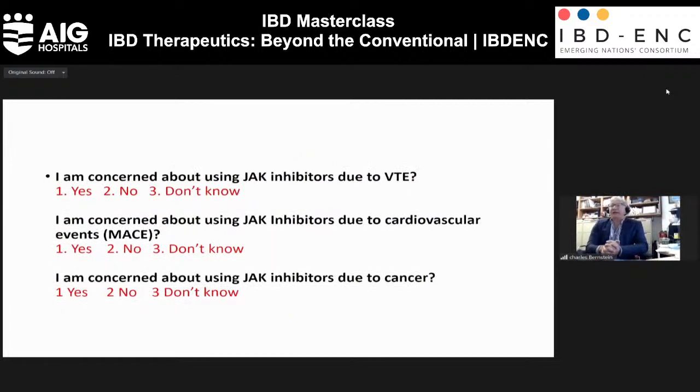I'm concerned about using JAK inhibitors due to venous thromboembolic disease. We're going to talk a little bit about that. I'm concerned about using JAK inhibitors due to cardiovascular events. You'll see the term MACE, which just stands for major adverse cardiovascular events. And finally, I'm concerned about using JAK inhibitors due to cancer. So we've come to be familiar with certain concerns potentially with thiopurines and with anti-TNF when it comes to skin cancers and lymphoma. The JAK inhibitors bring a different set of issues to think about when we're considering the risk-benefit ratio, and we consider this with every intervention, or we should consider this with every intervention with patients we undertake.